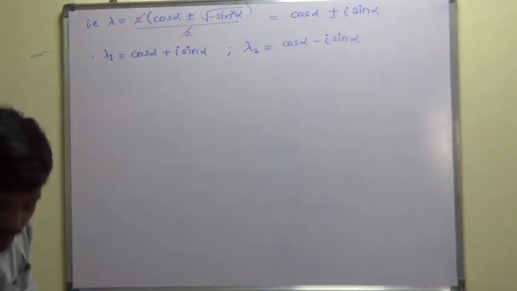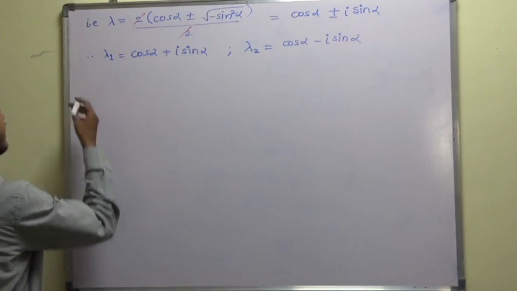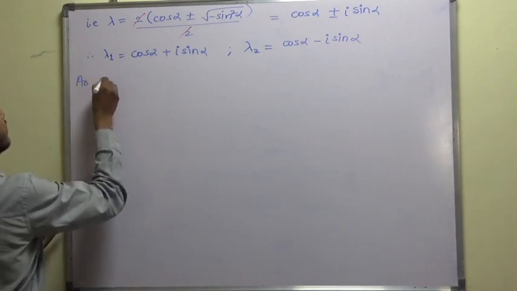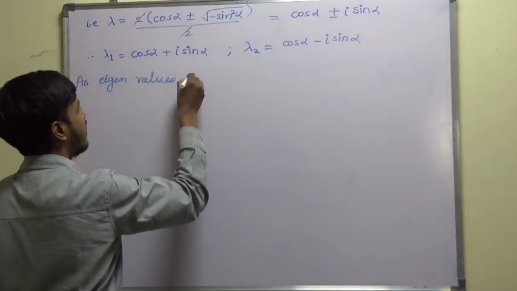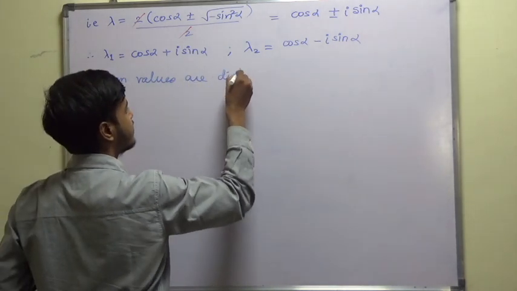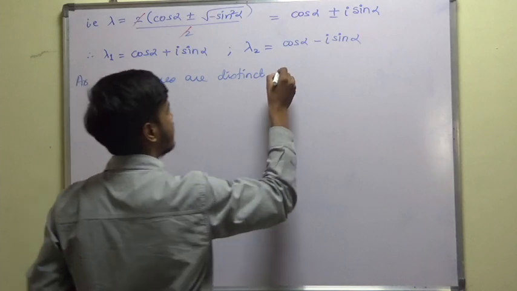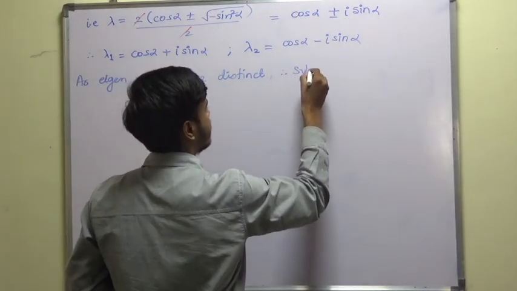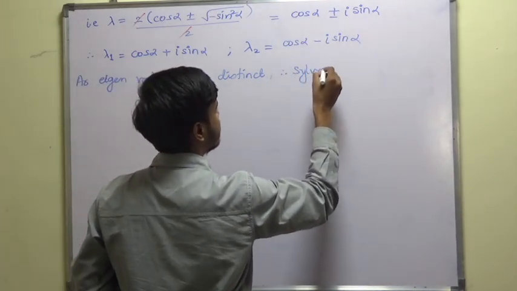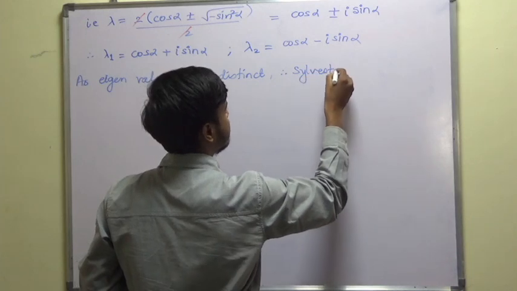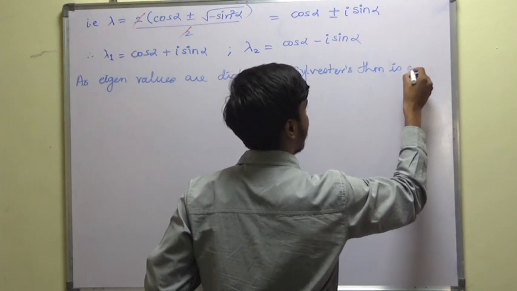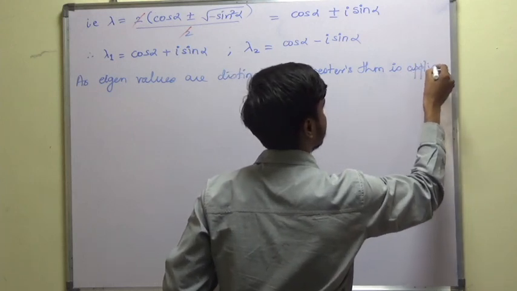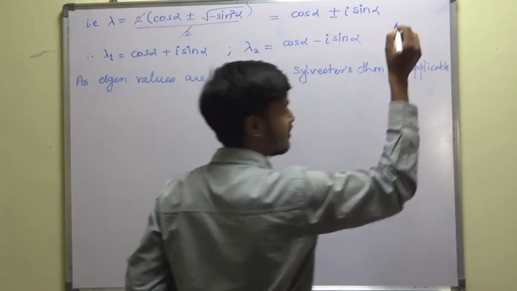You can just write one sentence here: eigenvalues are distinct, therefore Sylvester's theorem is applicable. Okay, so this completes the first step.